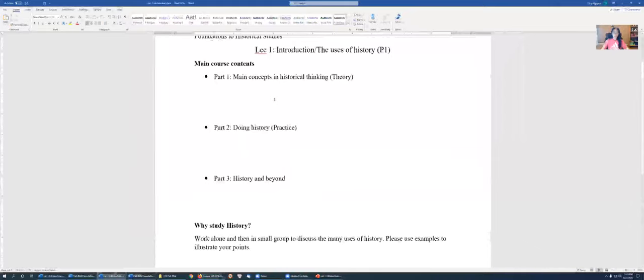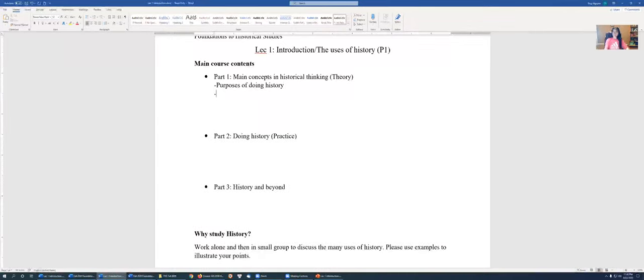Okay, are you ready with the handout? The main concept in historical thinking is the purpose. We're going to talk about that later, in a couple of minutes. Other important concepts in history: the causes of events, of things. Why did it happen? Was that internal and external factors, and the consequences of these events?